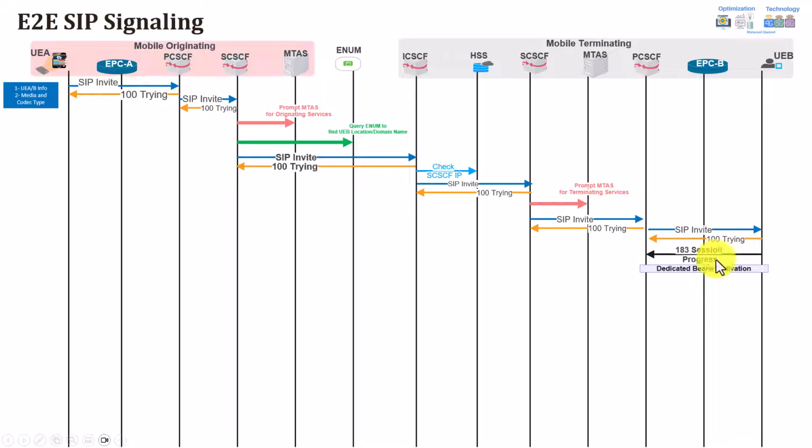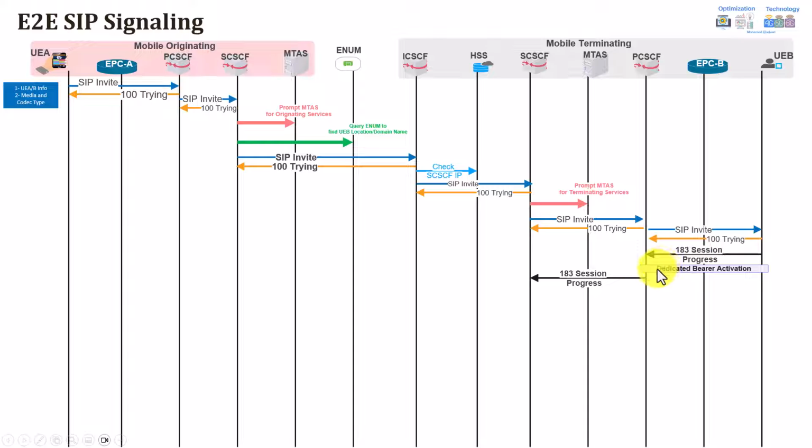Once this message including the supported codecs is received by the proxy, the proxy will directly start activating the dedicated bearer for this particular user. So it will start communicating with the EPC. First it needs to communicate with the PCRF, the policy and charging center, just to start the provisioning. We will go into details later. In general, as a summary, it will start the dedicated bearer for this mobile terminating side. And it will hold the 183 Session in Progress until the dedicated bearer is activated.